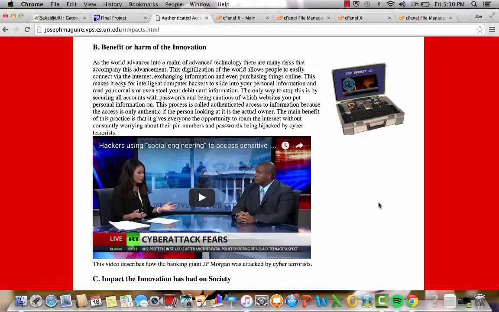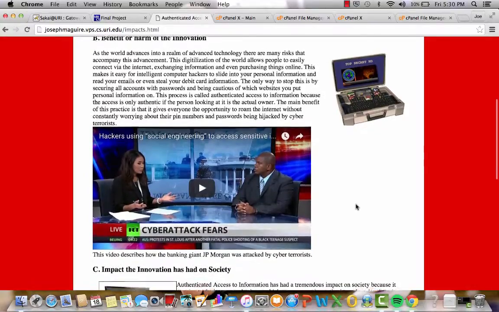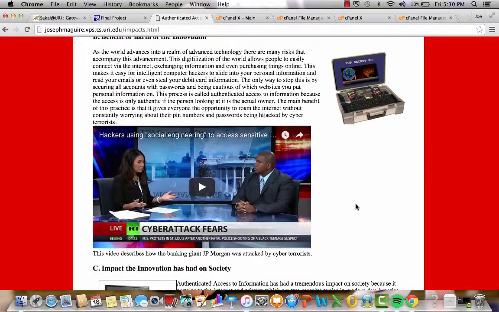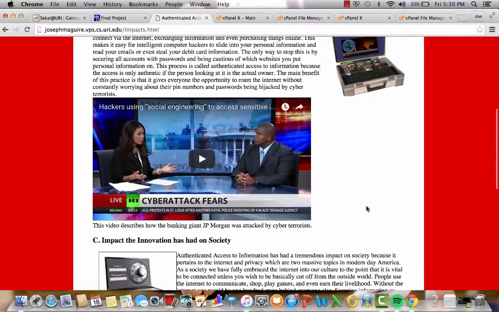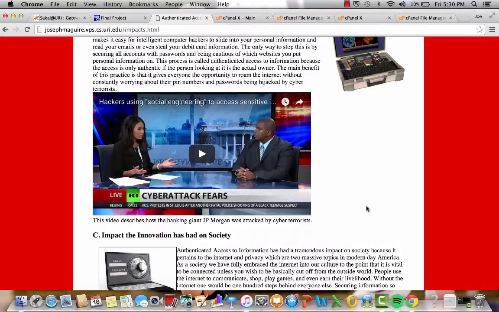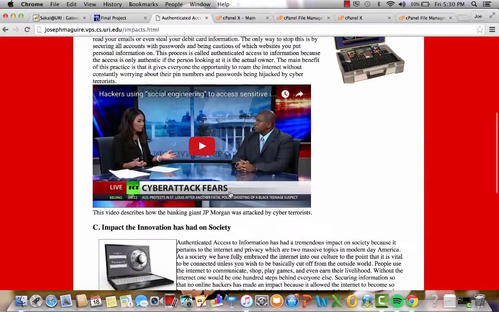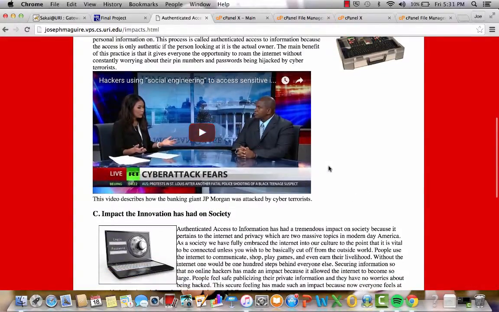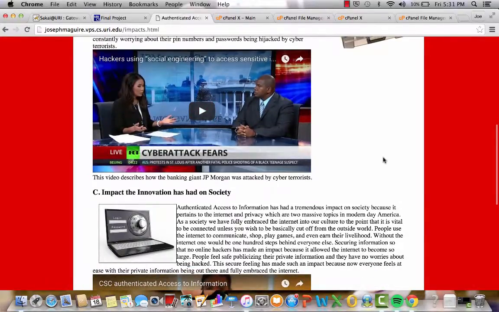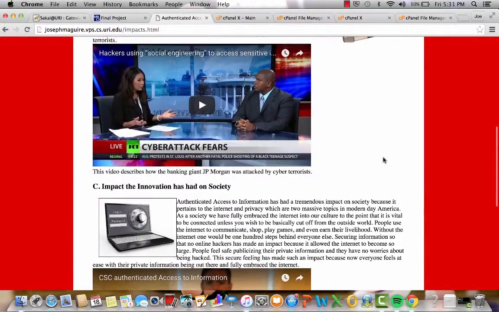This process is called authenticated access to information because the access is only authentic if the person looking at it is the actual owner. The main benefit of this is it gives everybody equal opportunity to roam the internet without constantly worrying about their PIN numbers and passwords being hijacked or stolen. This is a video describing how the banking giant JP Morgan was recently attacked by cyber terrorists, losing millions.